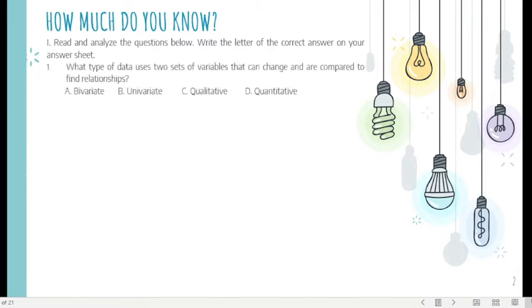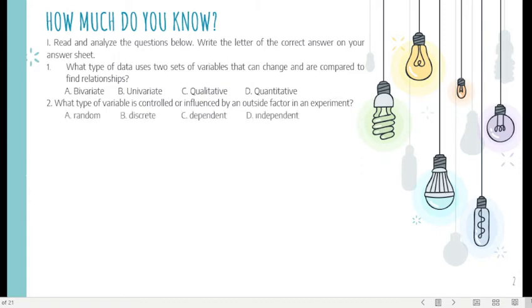First question. What type of data uses two sets of variables that can change and are compared to find relationships? A. Bivariate, B. Univariate, C. Qualitative, and D. Quantitative. Write your answer on any piece of paper. Number 2. What type of variable is controlled or influenced by an outside factor in an experiment? A. Random, B. Discrete, C. Dependent, or D. Independent.